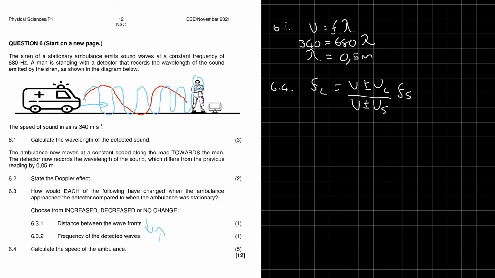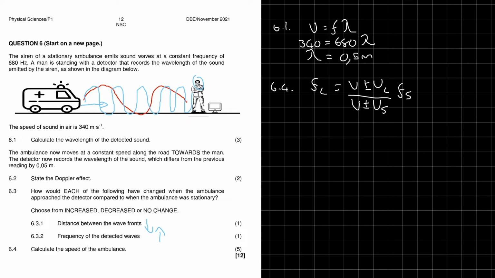We know v, it's 340. We want to calculate vs, and we know the listener's velocity is 0. fs we know is 680. But what is fl? That's the one we're missing. Well, they tell us that the reading differs by 0.05 meters. Does it increase or decrease? Well, we know the wavelength is going to decrease because the van's moving towards us, as I explained over here.